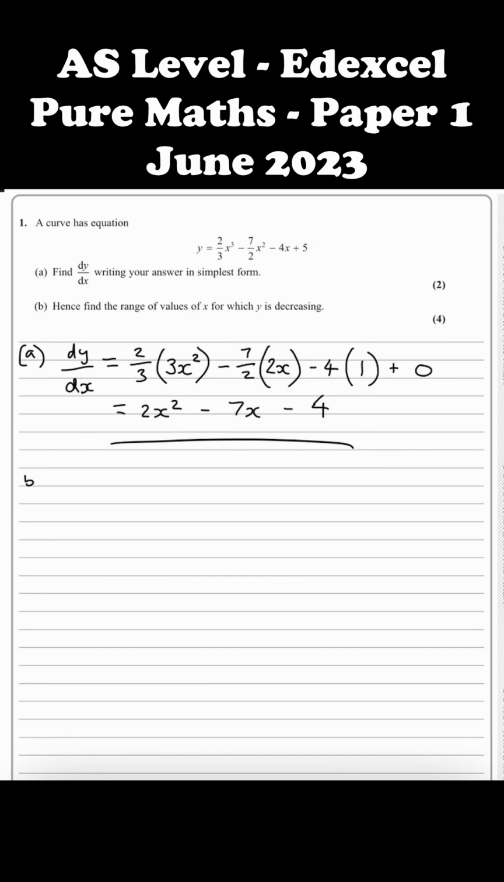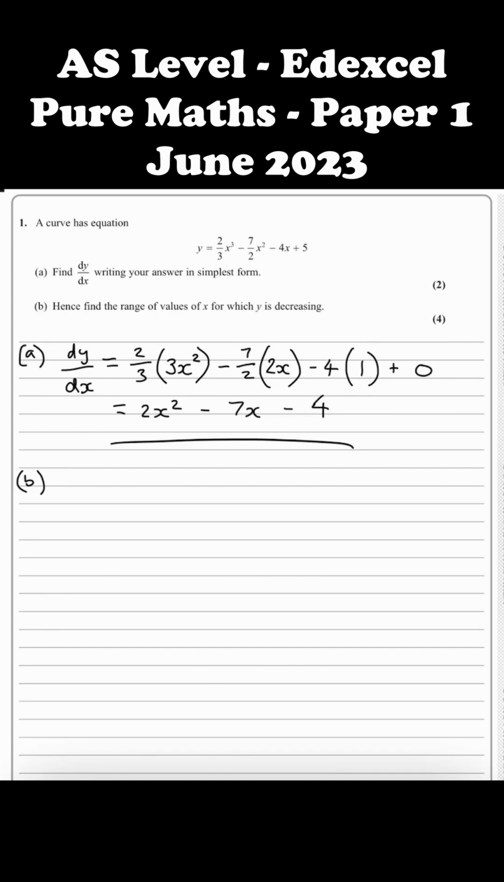Then part B. Hence, find the range of values of x for which y is decreasing. In order to find this, what we're going to need to do is differentiate, which we've already done, make it equal 0, solve the equation you're left with, and then those solutions, you have to take the range of values between these solutions where dy/dx is less than 0. So I normally do this by drawing the graph at the end, which I'll do this time.